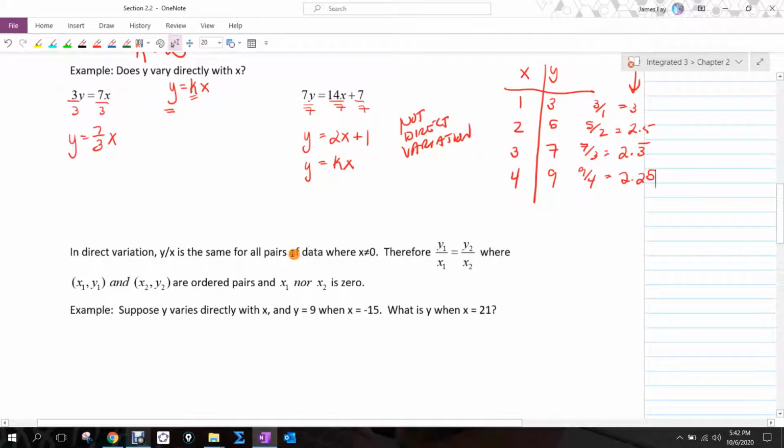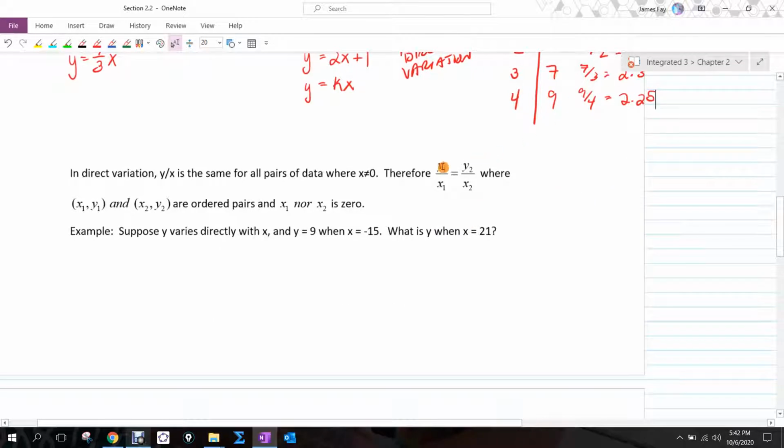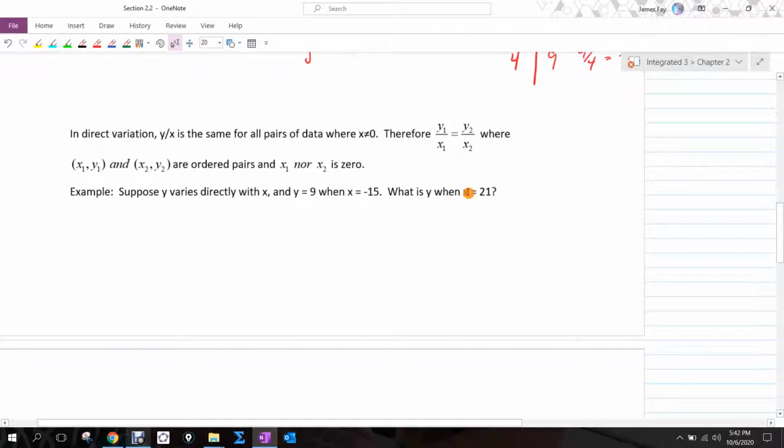It says in direct variation, y divided by x is the same for all pairs of data where x does not equal 0. Obviously, x cannot be 0. We've been told we cannot divide by 0. So the idea is exactly what I've been showing here. Any y value divided by its paired up x value should equal any other y value divided by its paired up x value. Okay. Knowing that x1 and x2 cannot be 0.